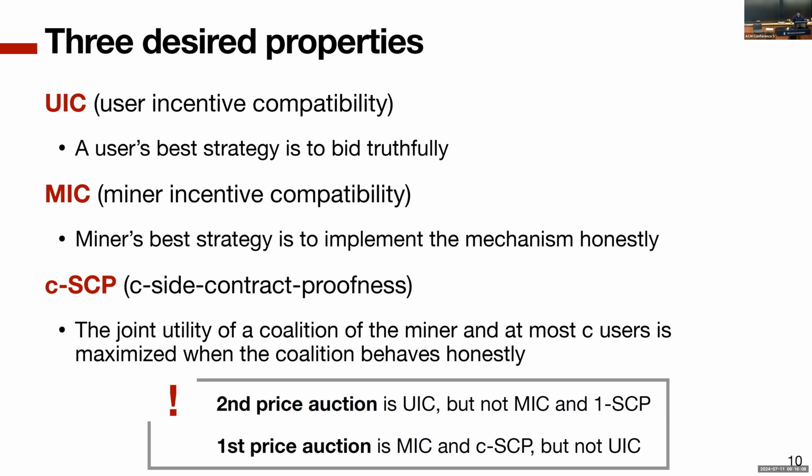So let's have a mental exercise. The second price auction satisfies UIC, but as we have seen, it's not MIC and not CSP-proof. On the other hand, the first price auction actually satisfies MIC and CSP-proofness, but it encourages untruthful bidding, so it is not UIC. So the goal of a fee mechanism designer is to ask: can we have a dream mechanism that satisfies all three properties? Can we?